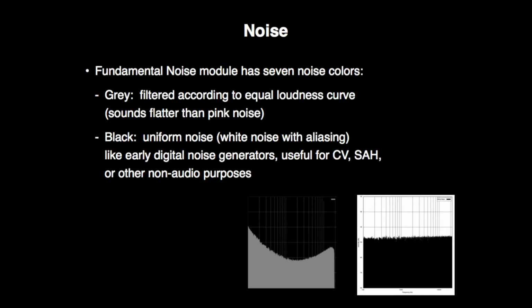The last one, black noise, there's no real technical definition for black noise. Different noise generators do different things with black noise. In VCV Rack, black noise is just uniform noise. That is, it's white noise with aliasing. A lot of early noise generators generated noise this way, producing what they called white noise then. We're calling black noise now. It basically sounds the exact same as white noise, except there's a little bit of high frequency distortion due to aliasing. So it's not really useful for audio purposes, but it generates good random values for control voltage or sample and hold or other non-audio purposes.